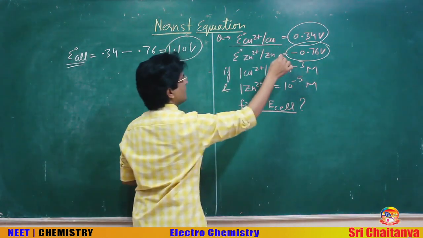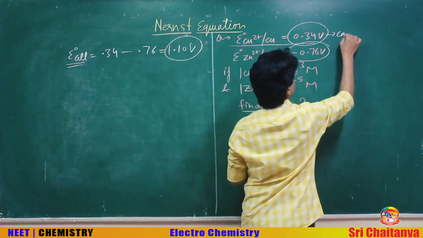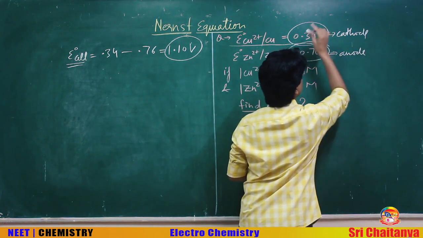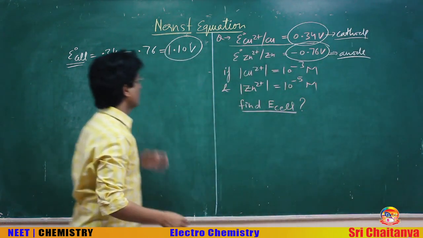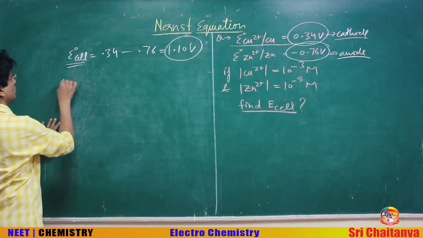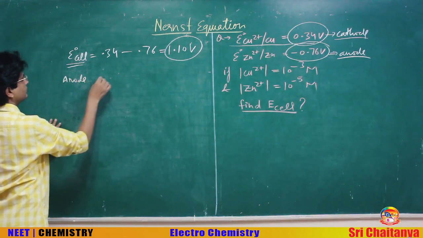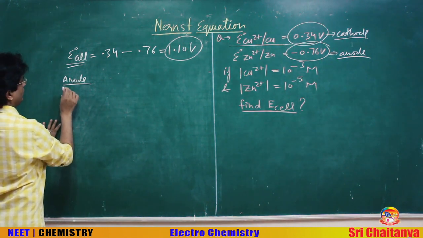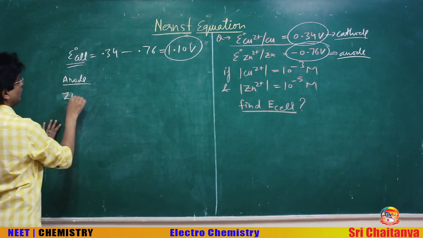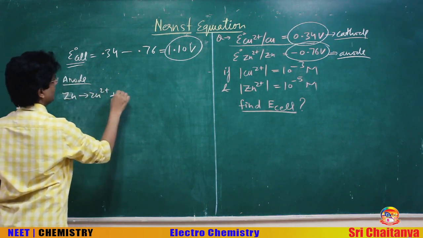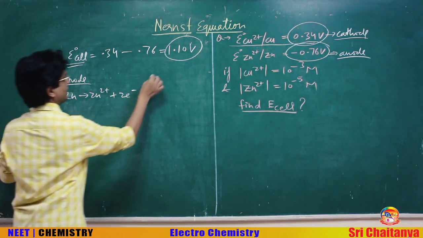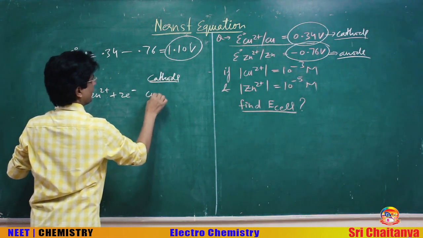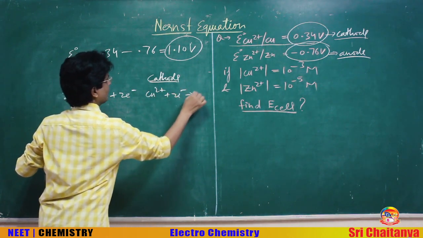Now let me write down the reaction. So copper, which is having a higher SRP, will be acting as cathode. Zinc will be acting as anode. I told you that higher SRP means cathode, lower SRP means anode. So let me write down the equation at anode and cathode. At anode, zinc will become zinc ions giving 2 electrons, and at cathode the equation will be copper ions will accept the 2 electrons and become copper.